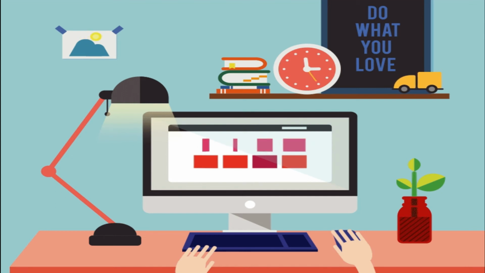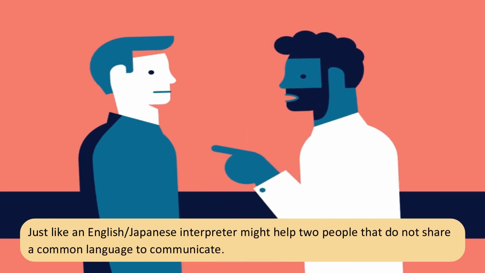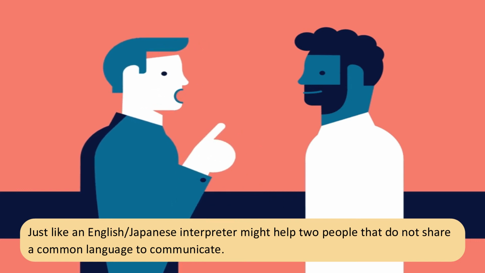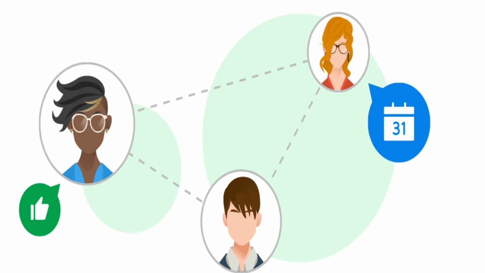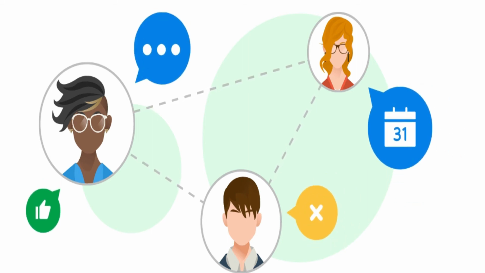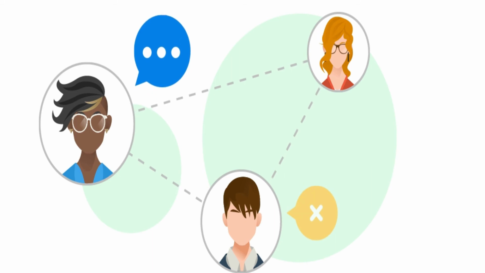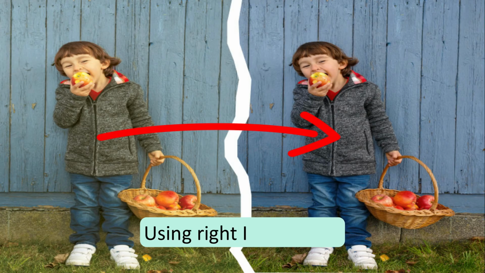All these ICC profiles are different, and so we use ICC profiles to interpret the difference. Just like an English-Japanese interpreter might help two people that do not share a common language to communicate. With the aid of the interpreter, they might not have 100% smooth communication, but they will be able to understand each other and get closer to fully understanding than they would without any help at all. Using the right ICC profiles.